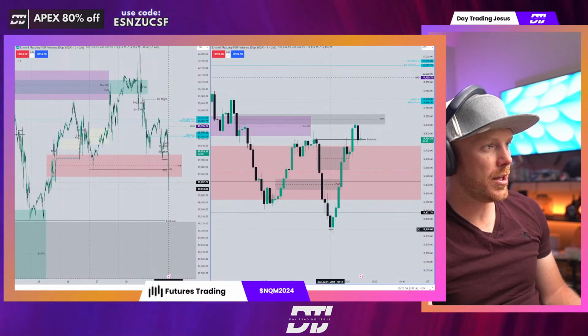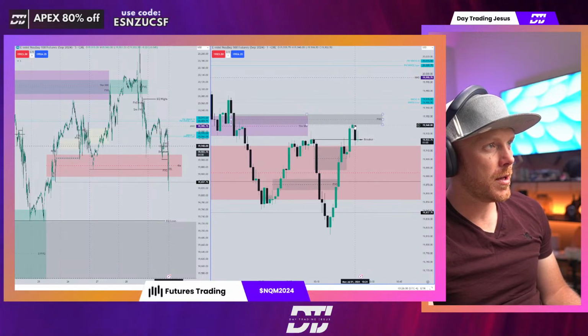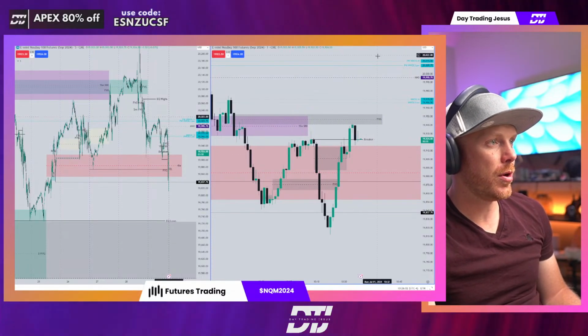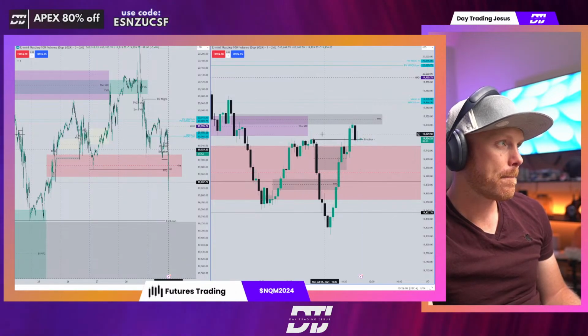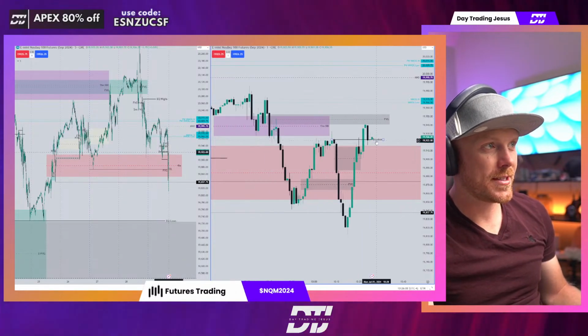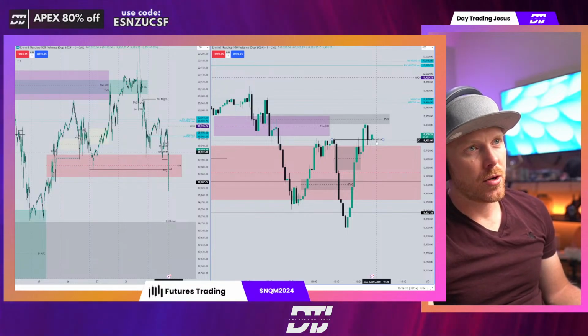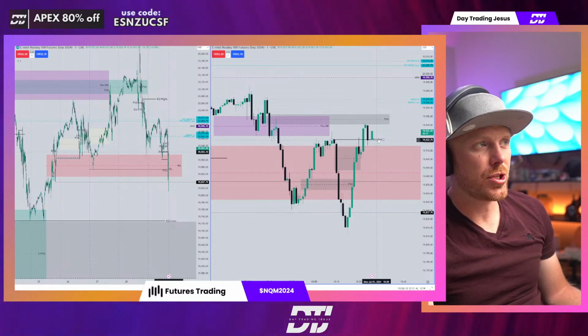So if you look at this, we have our accumulation or consolidation. We have our manipulation. Now we have our distribution. Now, does it want to continue to distribute higher? I think so. I think that's where price is going to go, but I could be wrong. We have to see our models show up in price to give us that confirmation that price wants to move.